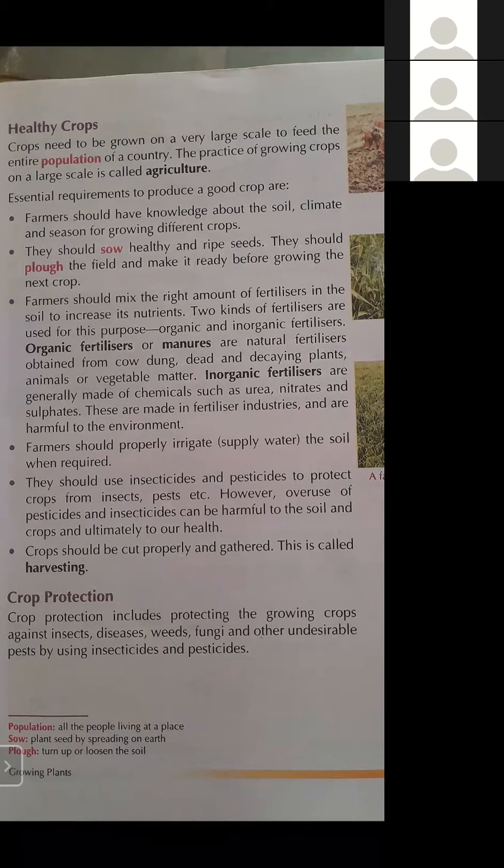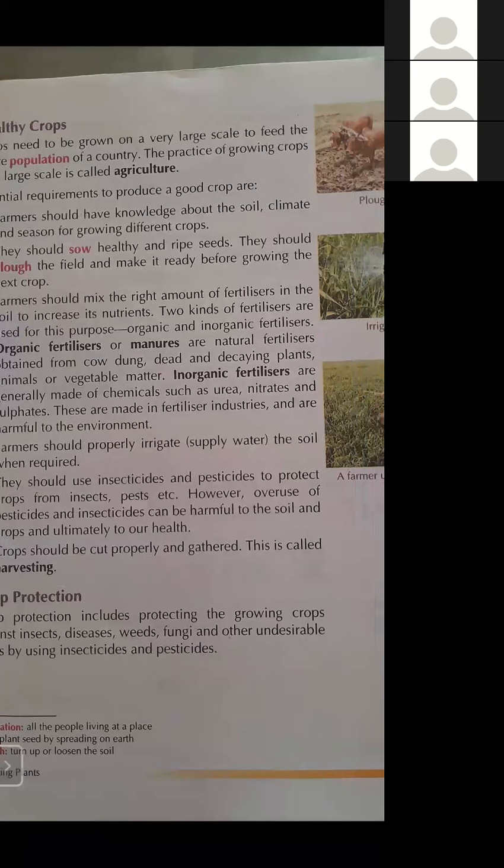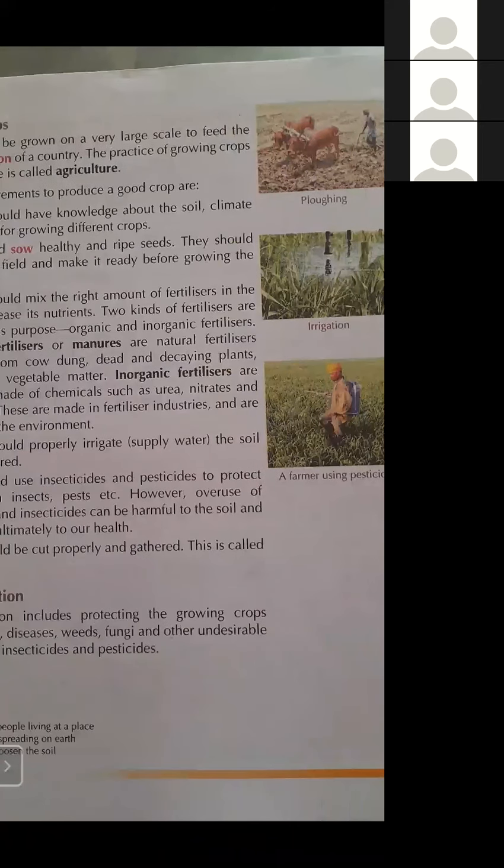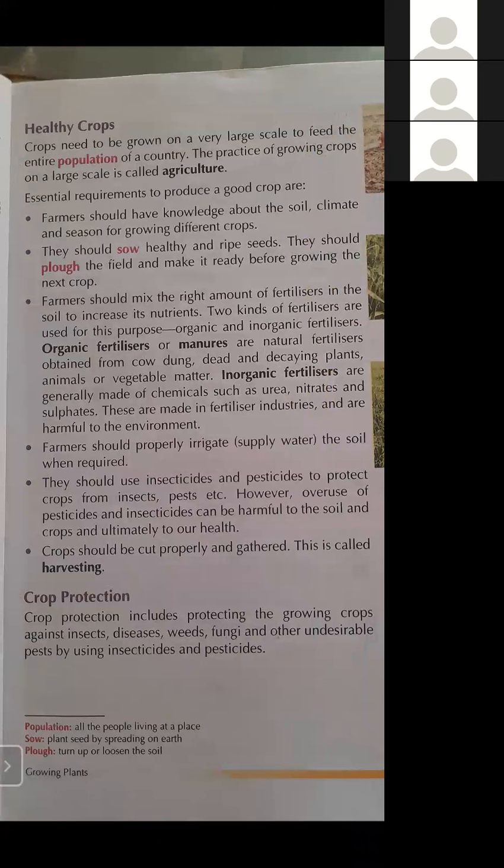The practice of growing crops on a large scale is called agriculture. So it is also an important term, a key term. What is agriculture? The practice of growing crops on a large scale, meaning we are doing crop production on a very large scale, is known as agriculture. Essential requirements to produce a good crop: what are the basic, necessary requirements?